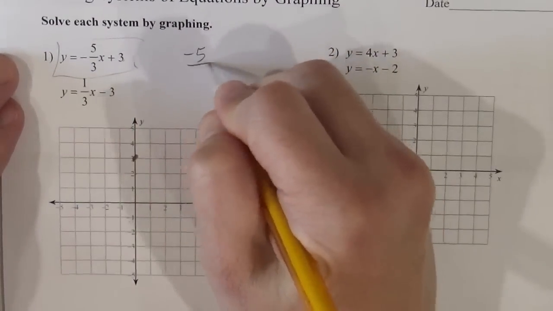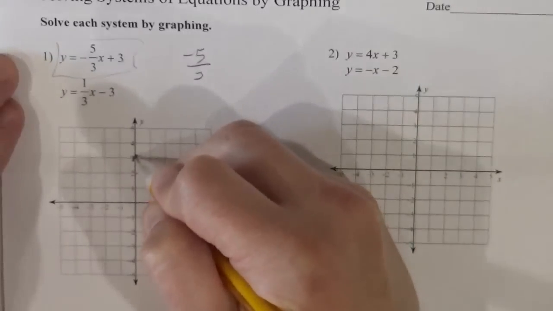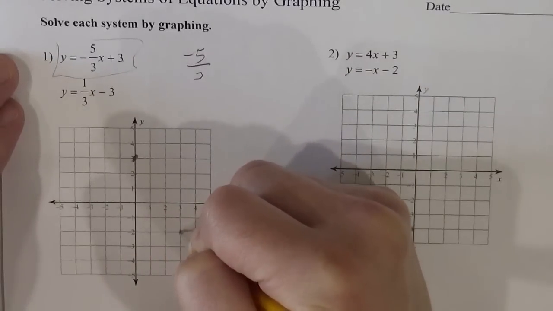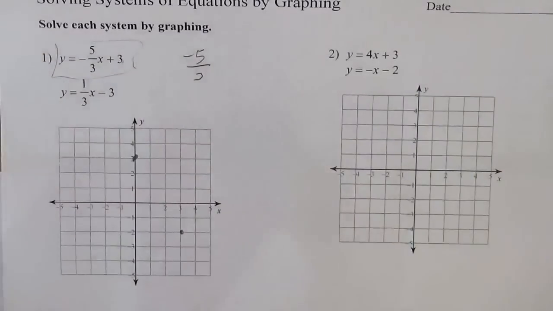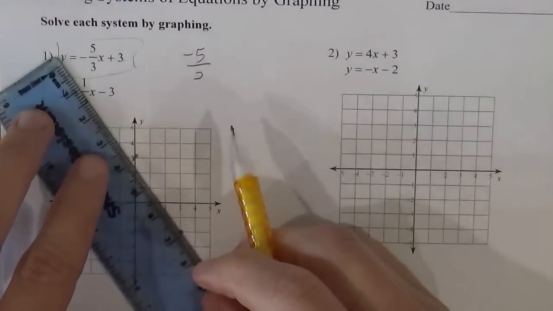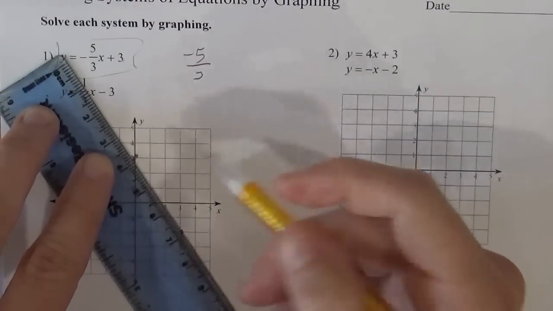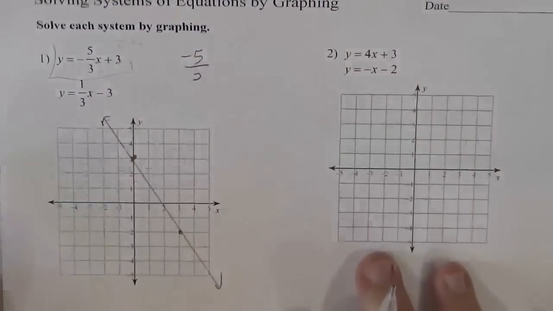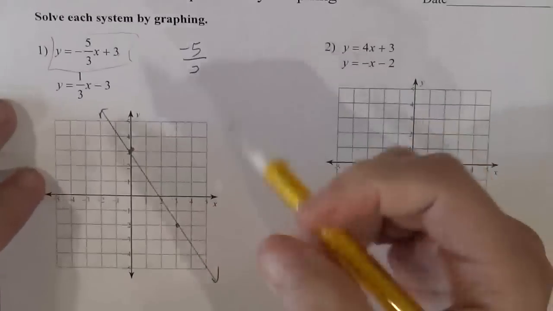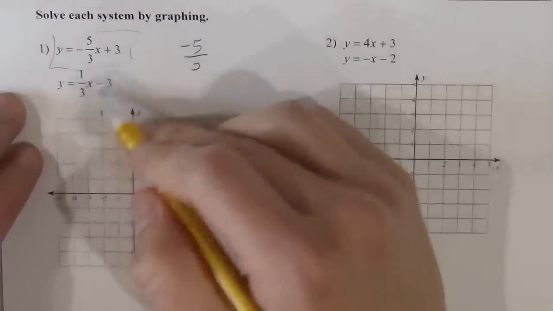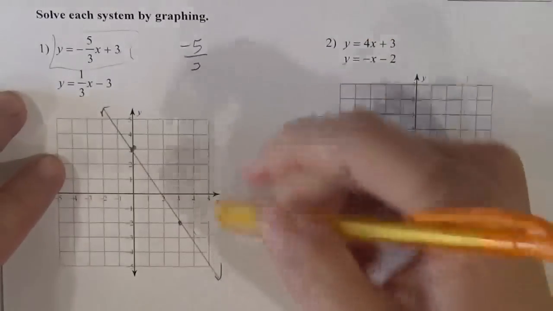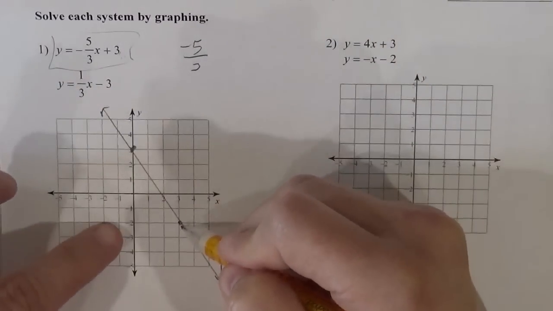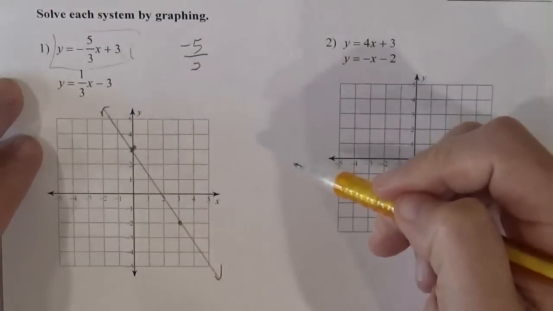So I'm going to go down 5 over 3. From that point, down 1, 2, 3, 4, 5, over 1, 2, 3. And I want to go as far as I can and make my line as neat as I can, because I'm actually looking for a point. So every single point on this line will satisfy that equation. It's pretty darn cool. If you plug this point, 3, -2, in there, it'll satisfy that.